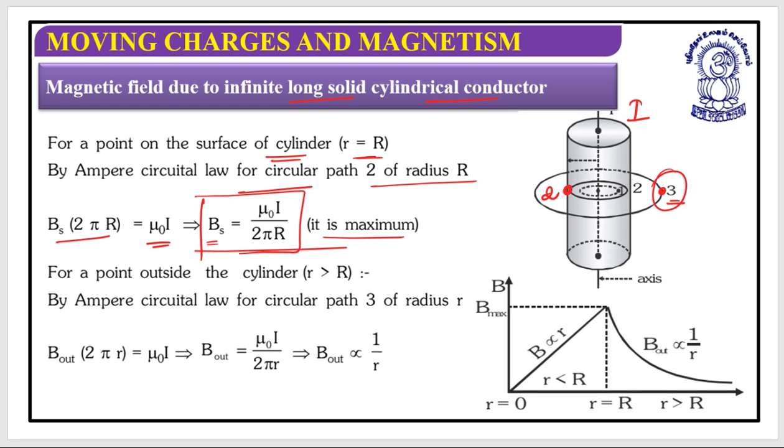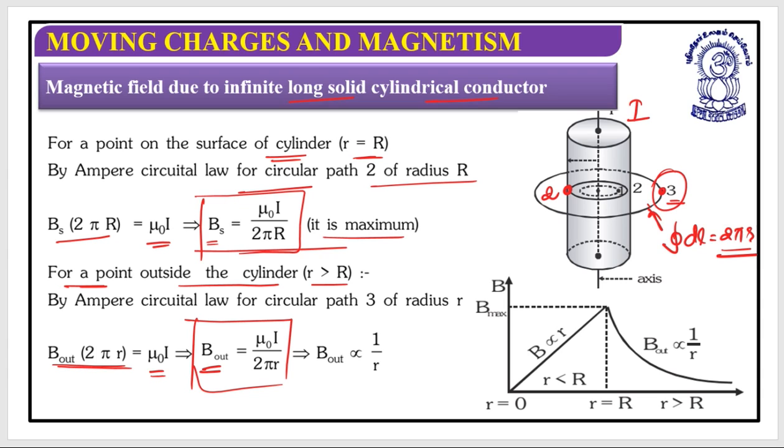Now let's look at the third point, which is outside the cylinder. Doing the same thing, B out into 2 pi r, where the line integral of dl should be 2 pi r. I hope you understand this. So B outside multiplied by 2 pi r equals mu naught times I enclosed, and B outside equals mu naught I by 2 pi r. This B outside is inversely proportional to r, that is, proportional to 1 by r.